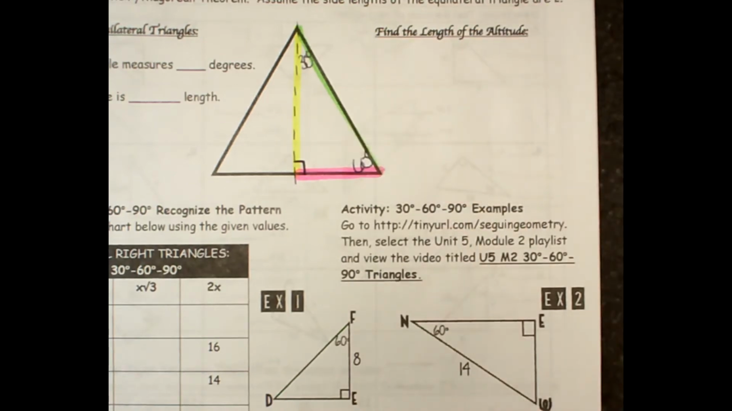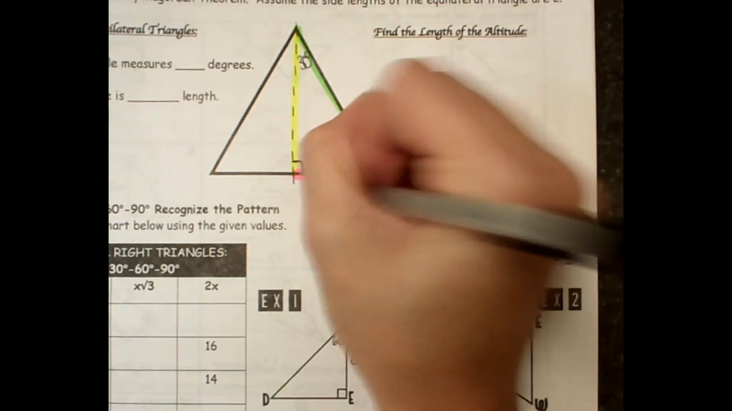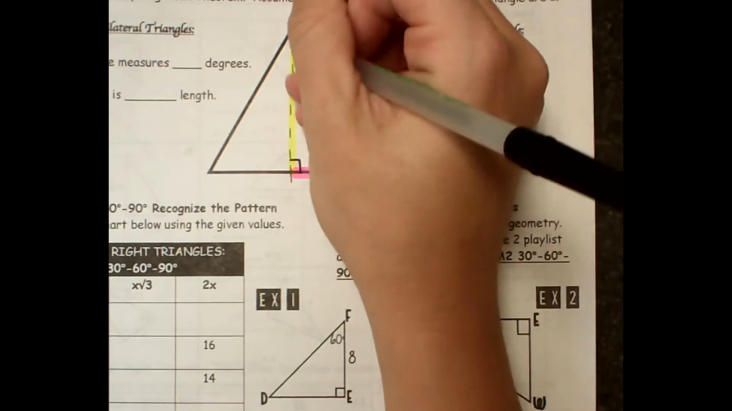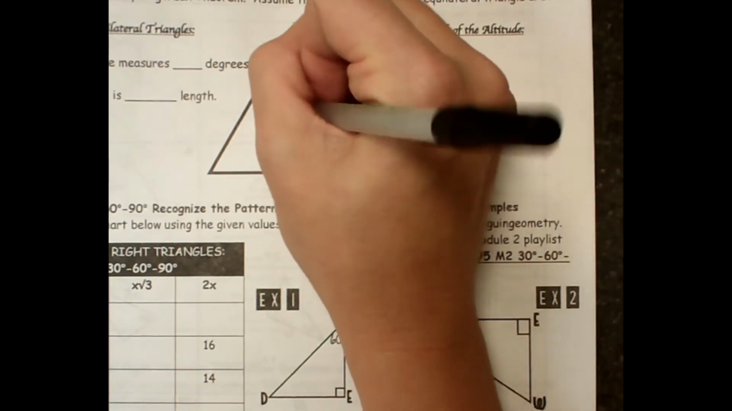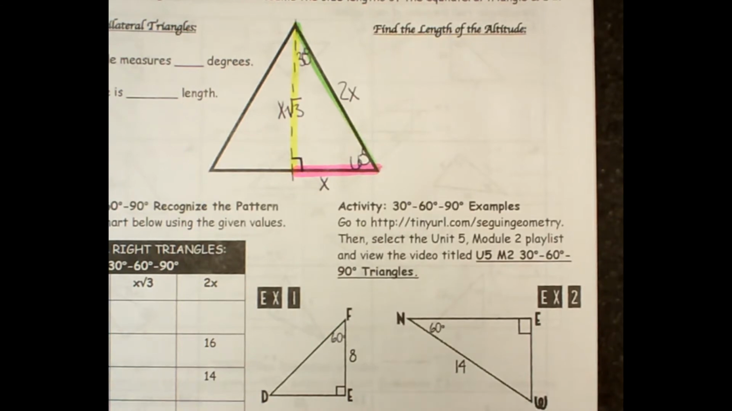So when we assign the rules, the pink one, the one across from the 30, is equal to x. Your hypotenuse is equal to 2x. And then the altitude is equal to x square root of 3. These are your rules, okay? The rules are the lengths of the legs. The x is the same in each case. It just determines what you do with the x.